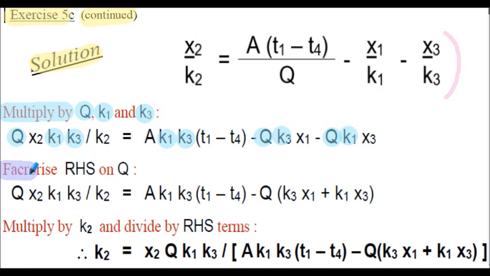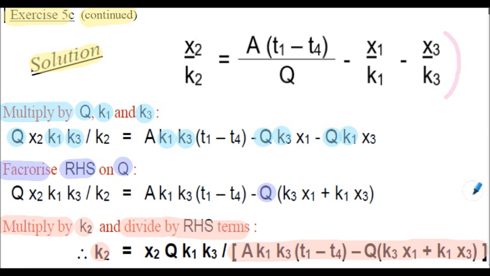Now we factorise the right hand side on Q, shown here. Then we multiply throughout by K2 and divide by the right hand side terms. So this allows us to have K2 as a subject, and then we're dividing by the right hand side here. And that's our solution in this particular case.